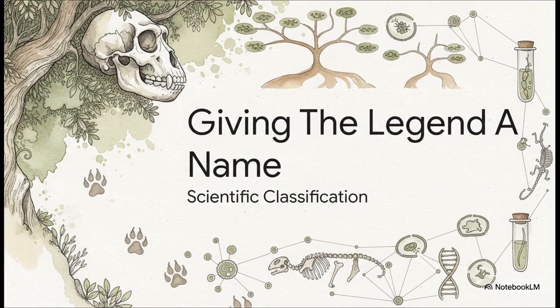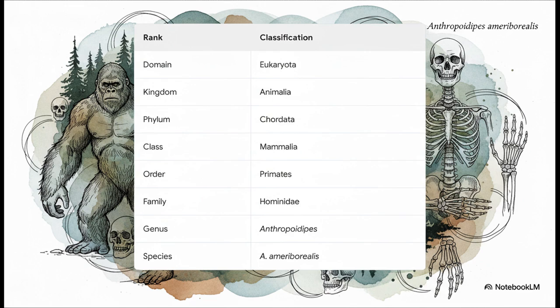But to truly analyze any creature, even a hypothetical one, we have to move from just stories to actual structure. We need to classify it. Now, this classification is just fascinating because it places Sasquatch firmly within the animal kingdom. And get this, right alongside us in the hominid family. Speculative biologists have even given it a genus and species, Anthropoidipes ameriborialis. This framework is what lets us talk about its biology in a much more detailed and structured way.